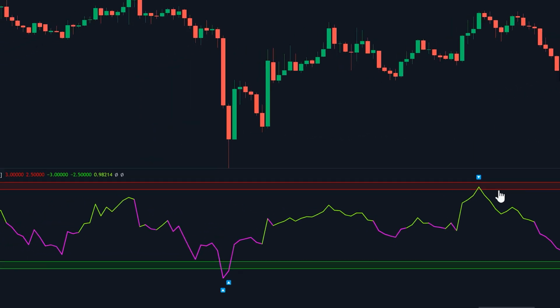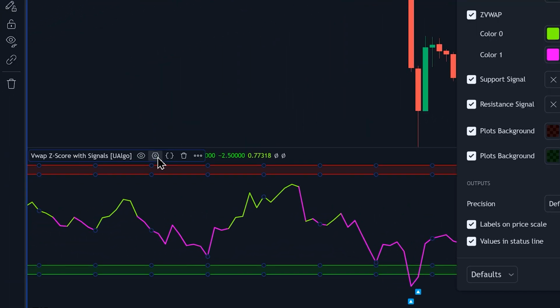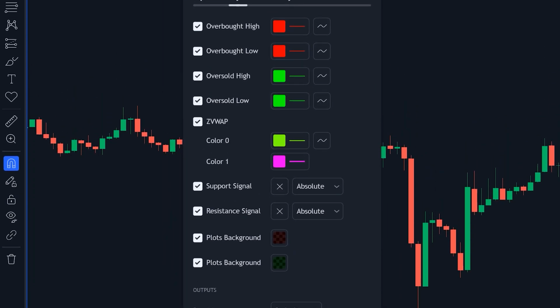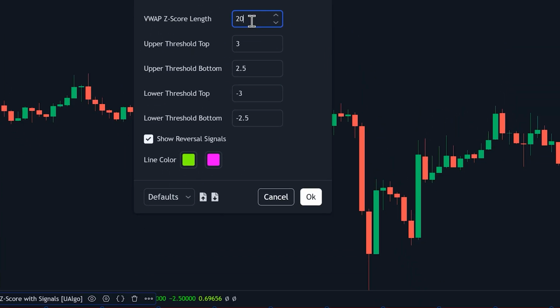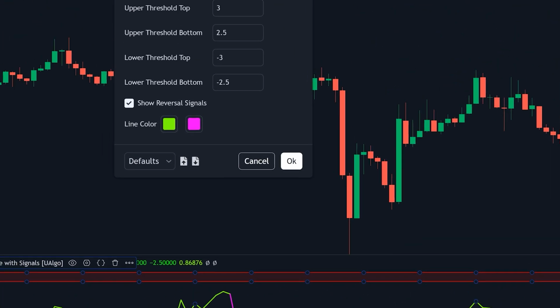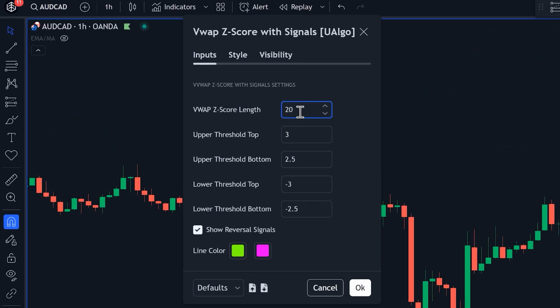Now, let's take a look at the settings of this indicator and see how customizable it can be. The first option is the Z-Score length, which determines the period over which the VWAP Z-Score is calculated. By default, this is set to 14, but you can adjust it according to your trading style or preferences.